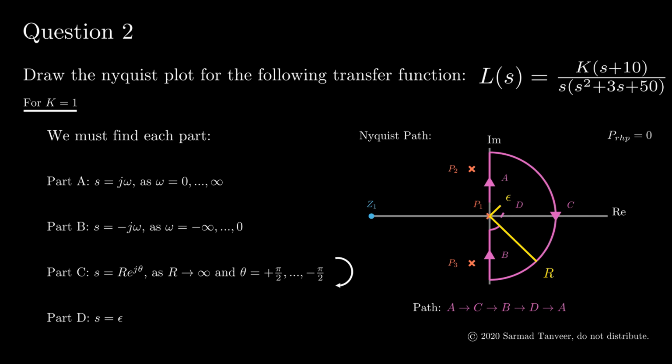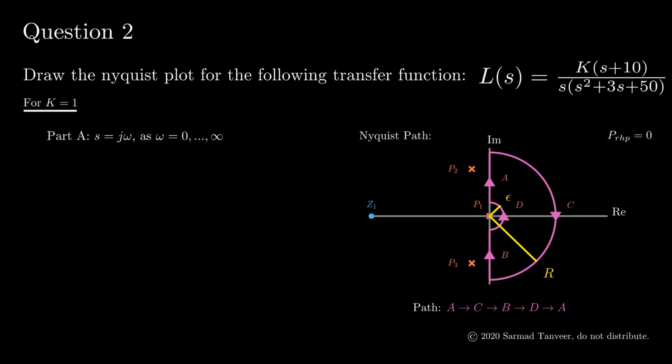For part D, we set s equal to epsilon times e to the power of j theta. We assume that epsilon approaches 0 and that the direction of the path starts at negative 90 degrees and moves towards positive 90 degrees. This counterclockwise behavior is seen in our diagram. Let's begin with part A. We begin with our transfer function. We then set s equal to j omega.